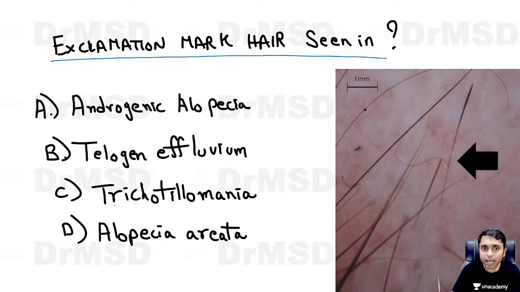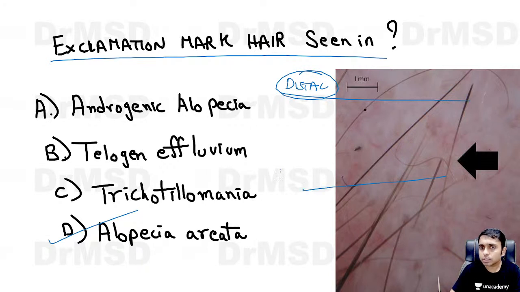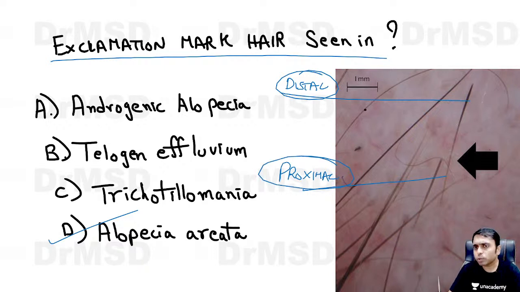So exclamation mark hair is again seen in the case of alopecia areata. Please remember this. So what is exclamation mark hair? You are able to see this is the distal end of a hair, and this is the proximal end of a hair. The proximal end is very thinned out, and the distal end is very broad, so it has this exclamation mark like appearance. That is the reason it is called exclamation mark hair.